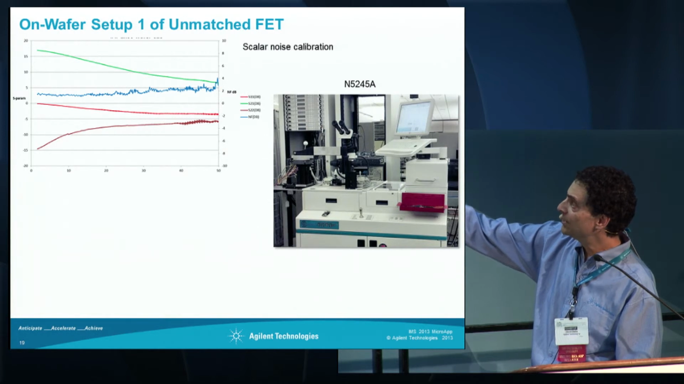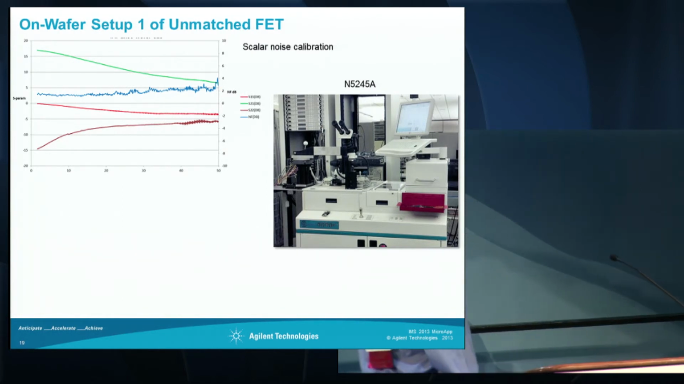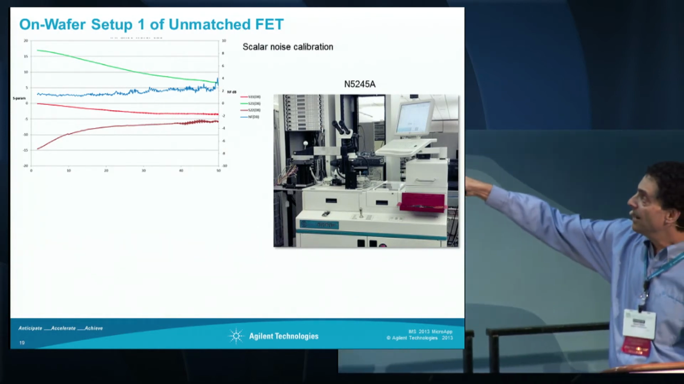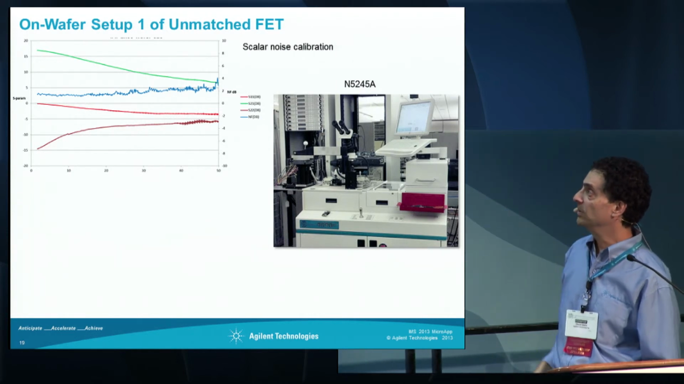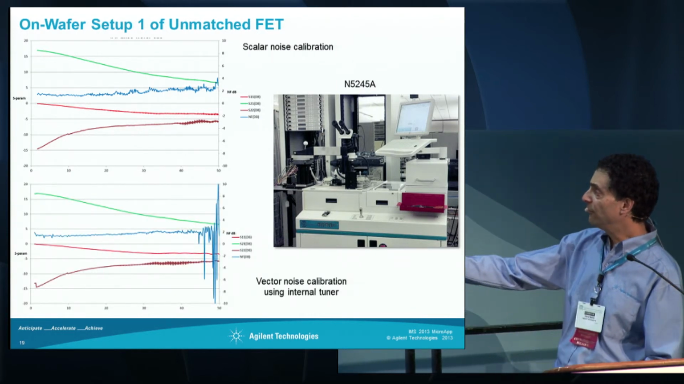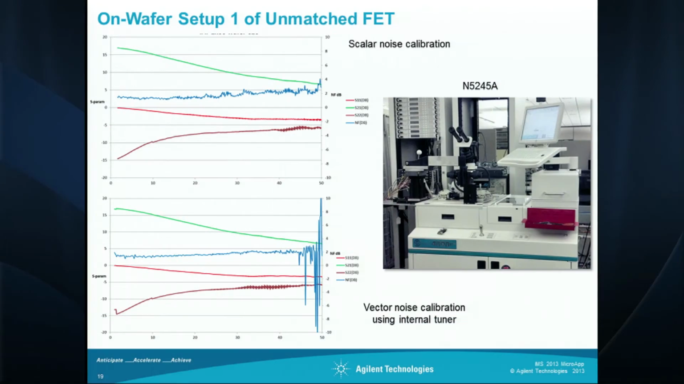And you can see it's hard to see the scale here. It's 2 dB per division. You can see there was some ripple in the measurement here. Then we went to our full vector noise cal using the impedance tuner. And from about 45 gigahertz on down, it basically removed the ripple in the measurement. But you see it started to have some problems here with these spikes here. And that was where the vector noise algorithm was failing because there was too much noise in the measurement.